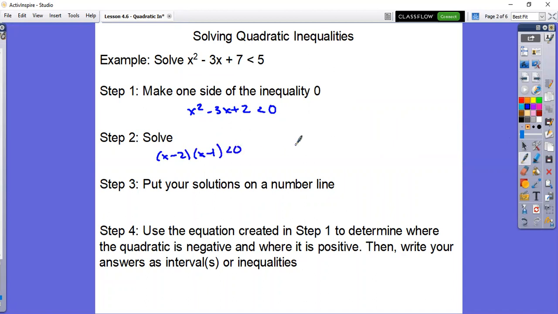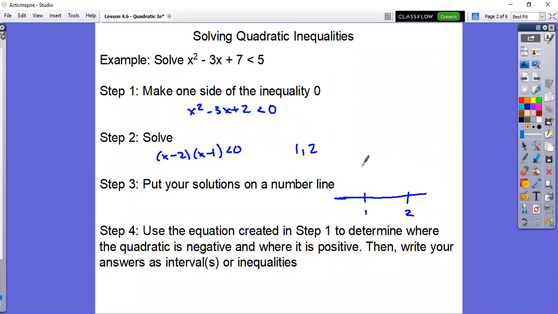So my two solutions are 1 and 2. This doesn't mean that x is equal to 1 or 2. What it means is if I plug either 1 or 2 into the equation, I will get 0, which is not what I'm trying to solve here. But I'm going to take these two solutions and put them on a number line. So I've got 1 here, I've got 2 here. Basically, I'm going to take the equation that I created and ask, based on this equation, when will this be greater than 0 and when will it be less than 0?